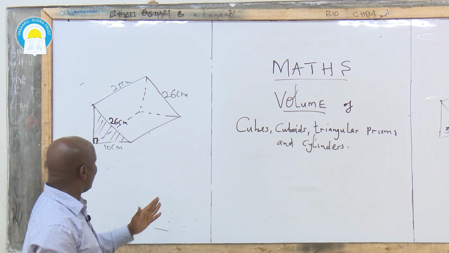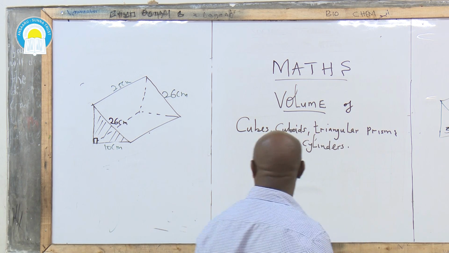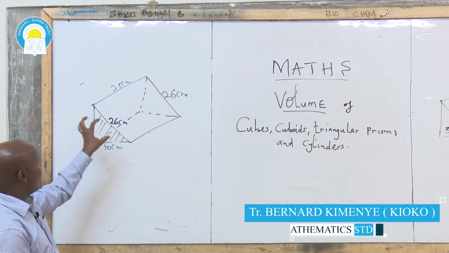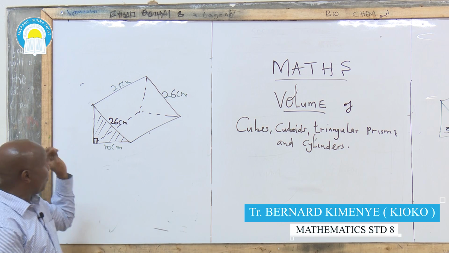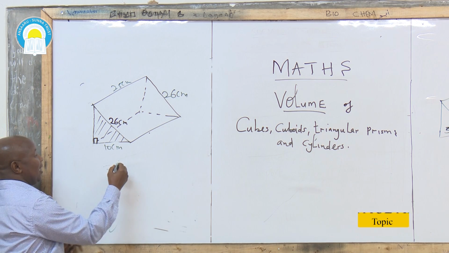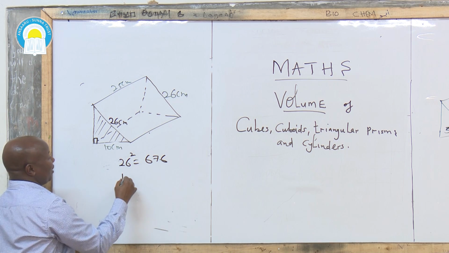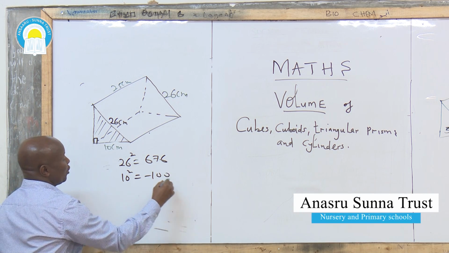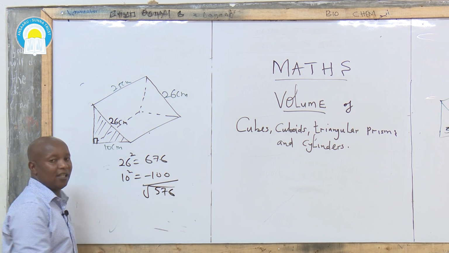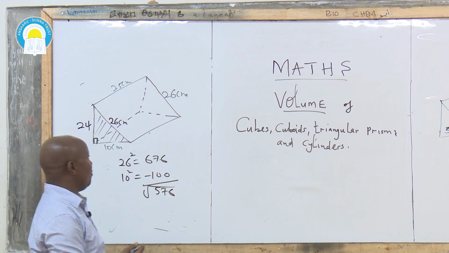Class, I told you earlier, before you look for the area of that triangle, you have to look for the height because the height is not given. Once you are given the hypotenuse and you are given the base, you just square the hypotenuse, subtract the square of the base, and then you find the square root. In our case here now, to get the height, now you say 26 squared, which is 676. Then we have 10 squared, which is 100. Then you take away. When you take away, you get 576. And the square root of 576 class is 24. So our height here is 24 centimeters.